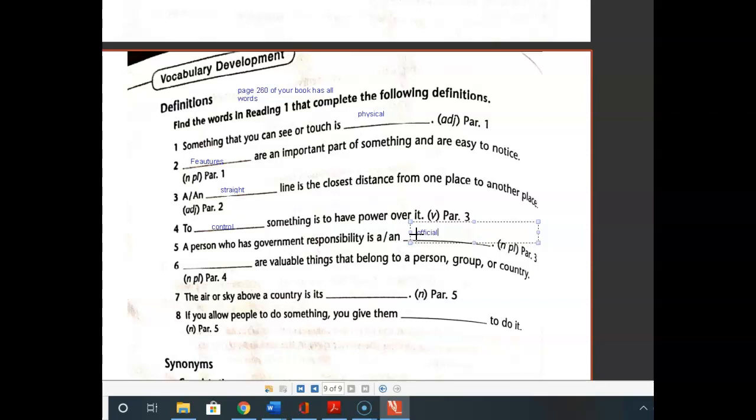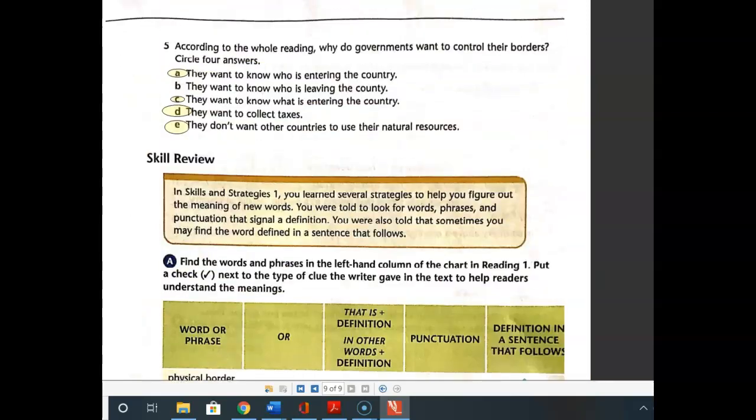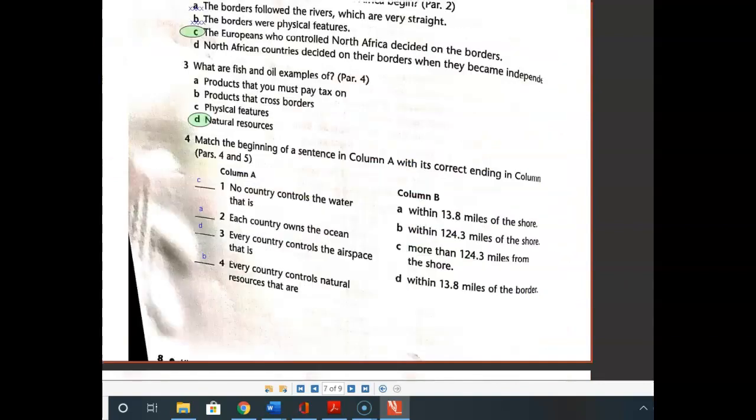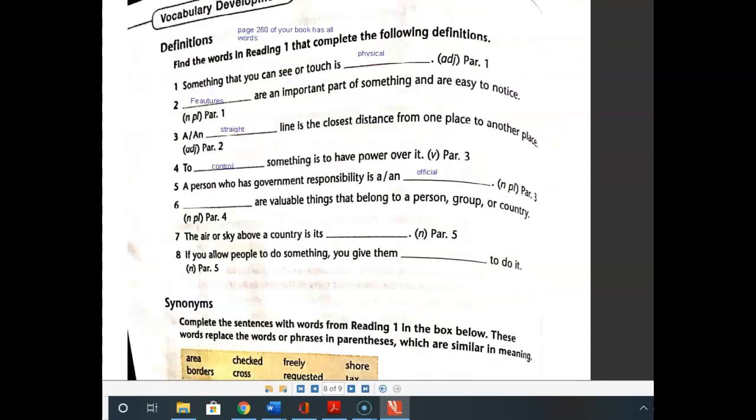Number 6, are valuable things that belong to a person, group, or country. This word is resources. We can guess it from the examples of fish and oil. We know oil is something that is very valuable. So resources are valuable things that belong to a person, group, or country. So there's a different word, resource and source. But resources are usually things like oil, gas, things like that.